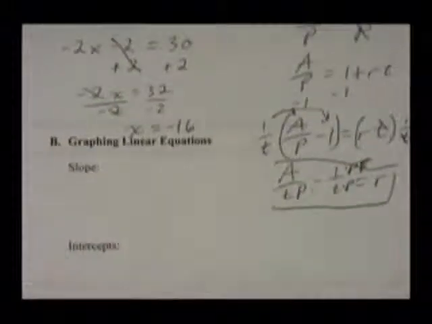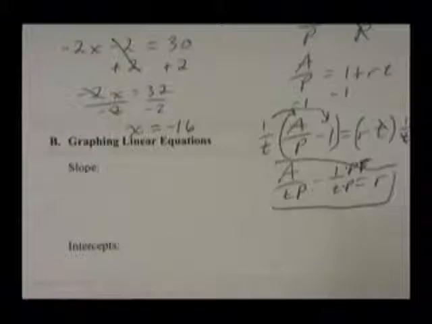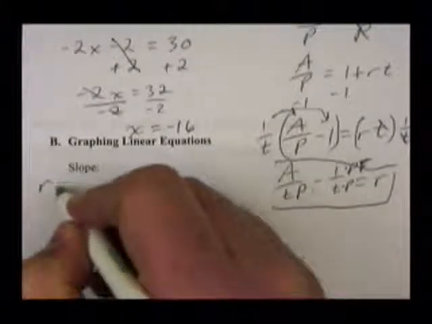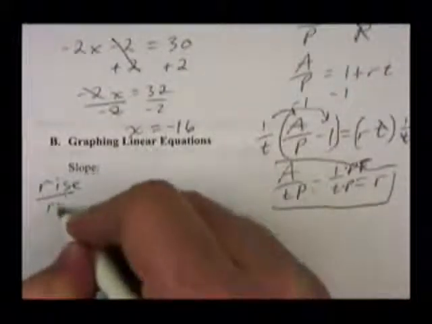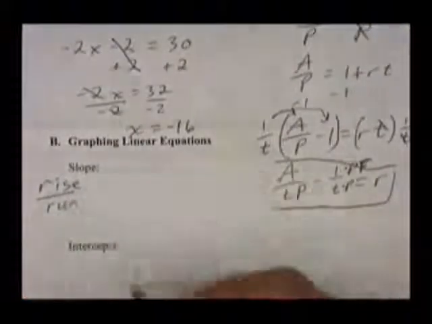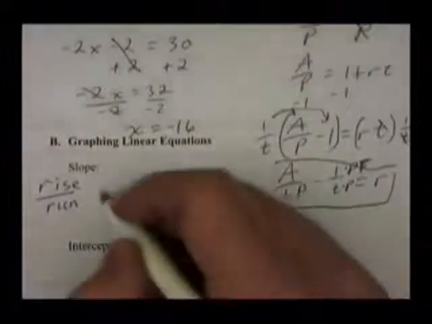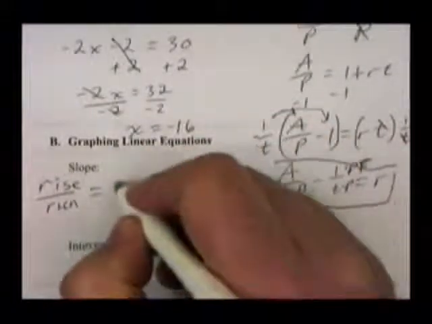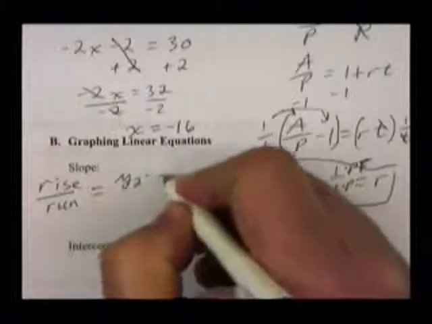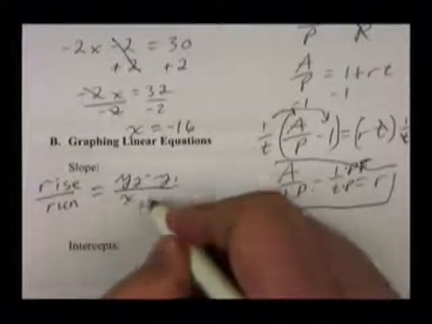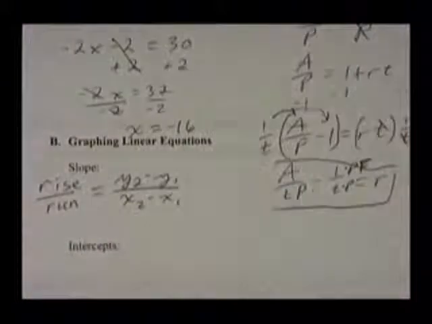The next thing I want to look at is the idea of slope. And if you remember, slope is the rise over the run of a particular line. How much it goes up versus how much it goes over. All right? And the way to find that is just by looking at the difference in the two y variables over the difference in the two x variables.